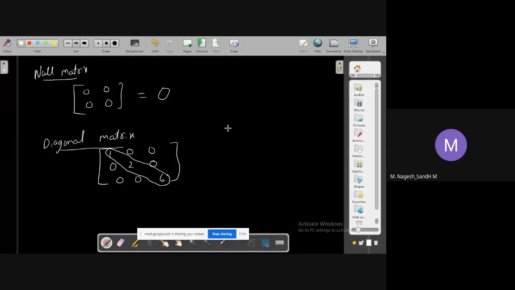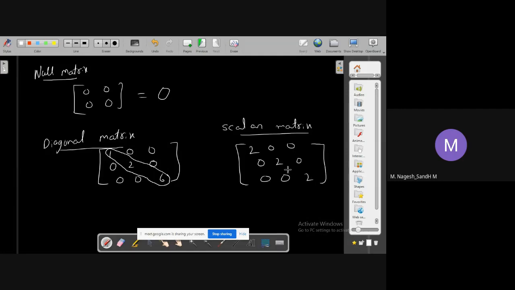After this, immediately we will come to the scalar matrix. So what is a scalar matrix? It is a diagonal matrix and all diagonal elements are equal. For example, 2 0 0, 0 2 0, 0 0 2. So it is a diagonal matrix and all main diagonal elements are equal, so it is called a scalar matrix.